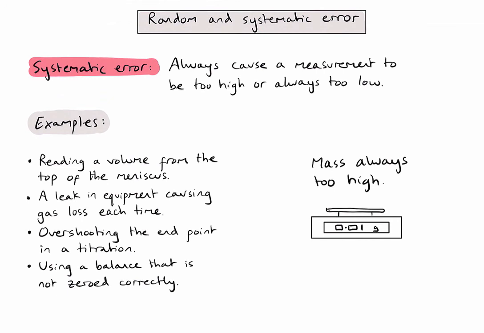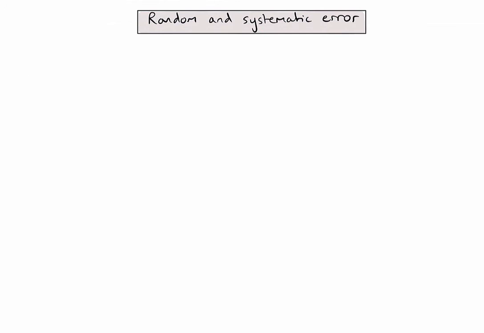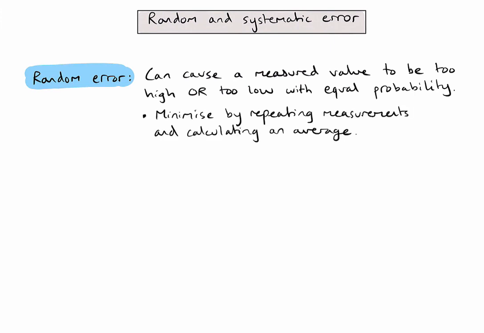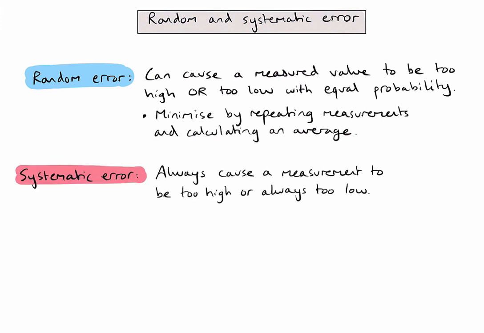Let's now summarise the key points from this video. Firstly, a random error can cause a measured value to be too high or too low with approximately equal probability. We can minimise the impact of random error by repeating measurements and calculating averages. Systematic error always causes a measurement to be too high or always too low. In order to minimise the impact of systematic error, we need to carefully consider our experimental design and procedures we use before we do the experiment.